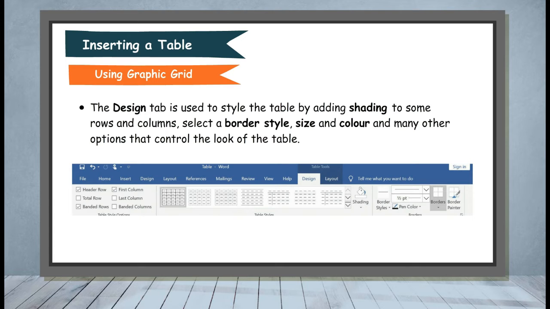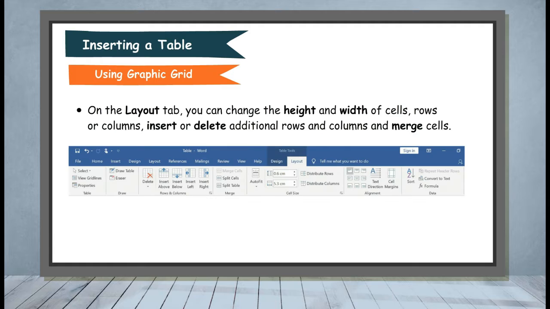The Design tab is used to style the table by adding shading to some rows and columns. Select a border style, size and color and many other options that control the look of the table. On the Layout tab, you can change the height and width of cells, rows or columns, insert or delete additional rows and columns and merge cells.